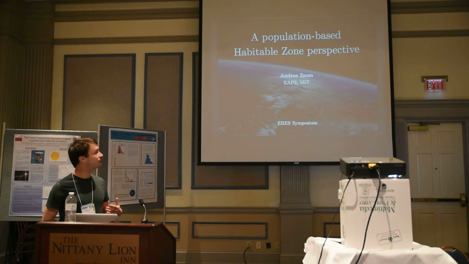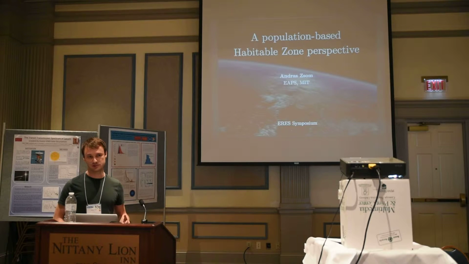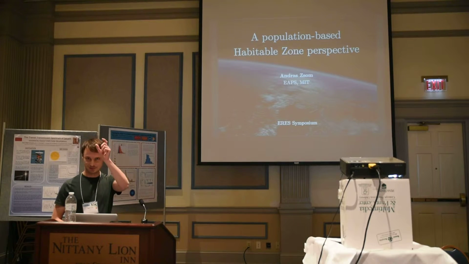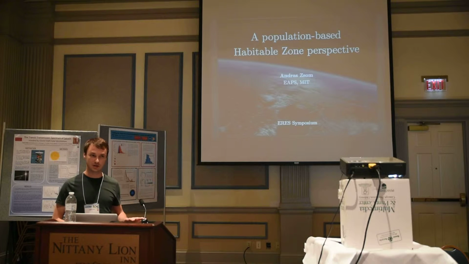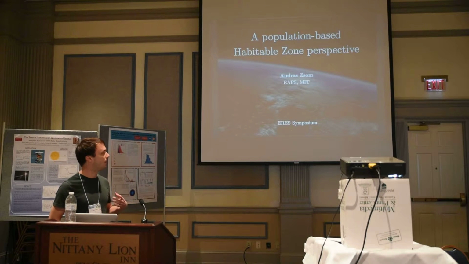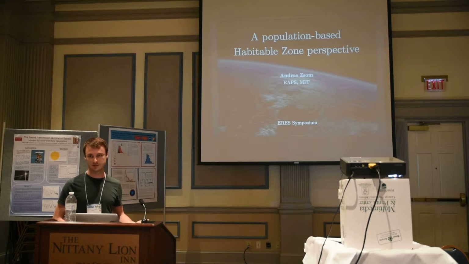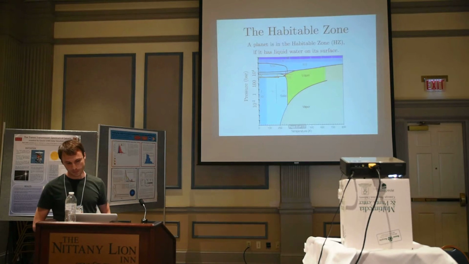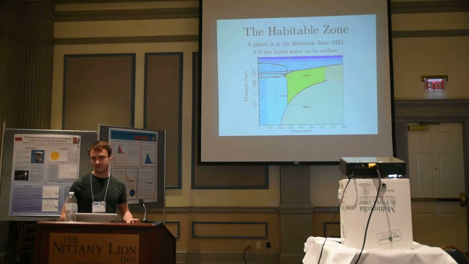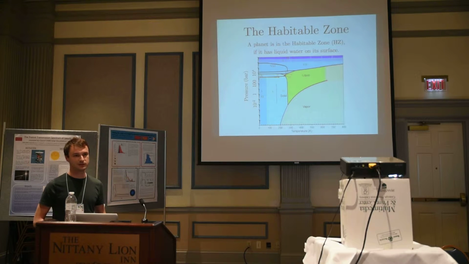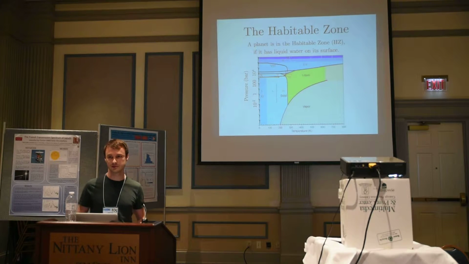So we saw a few images of the habitable zone during this talk, and it was visualized as a stripe around the stars. And I will talk about a different way to consider the habitable zone. So a planet is in the habitable zone if it has liquid water on its surface. So this is primarily a condition on the surface temperature and surface pressure.